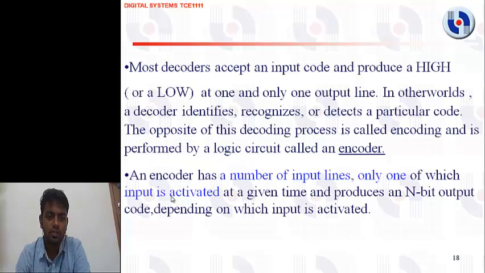The opposite of the decoding process is called encoding and is performed by a logic circuit called an encoder. An encoder has a number of input lines, only one of which is activated at a given time, and produces the n-bit output code depending on which input is activated.